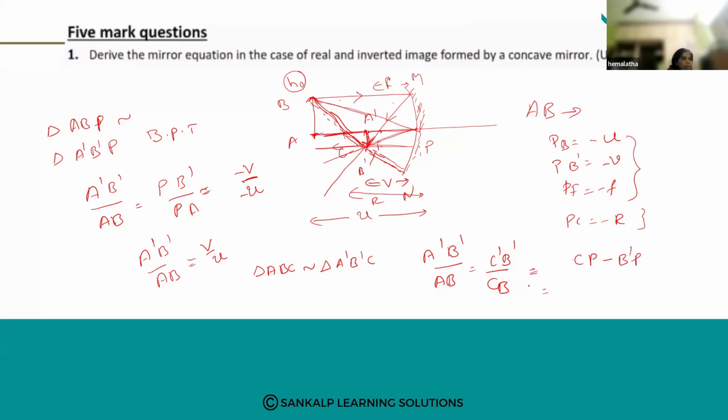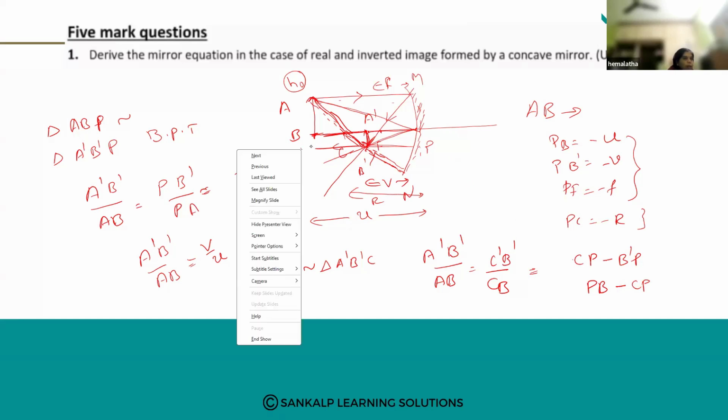That means what? CB is what? If you write like this, don't get confused. Write this as B and this as A, and it will be easy for you. So CB is PB minus CP. Correct or not? PB minus CP. So if you equate this, what happens?